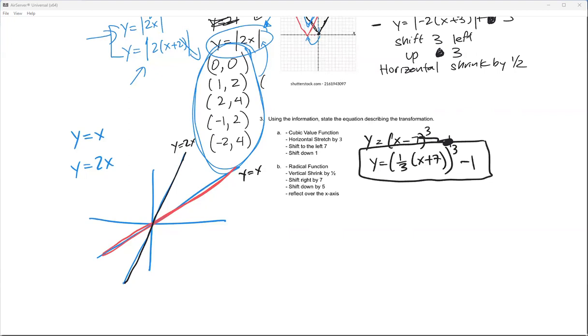The 1/3 is the horizontal stretch by 3. Remember the horizontal stretch, you're flipping it over, right? And then it's the 1/3 from there. All right. Cool. Letter B is radical function. So y is equal to, let me figure this out. Vertical shrink, you're taking the actual value, reflect over the x-axis, radical, and then right by 3, so it'll be x minus 7, and then down 5, which would be minus 5.